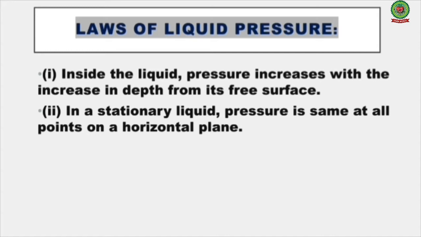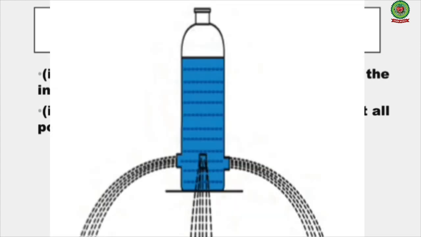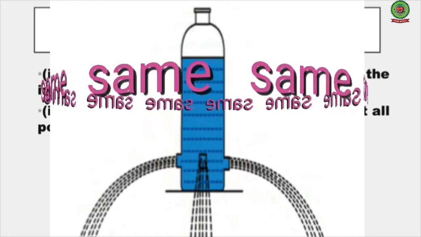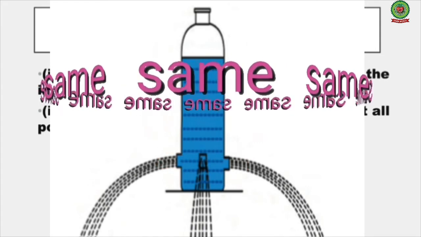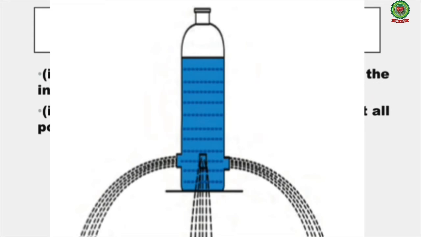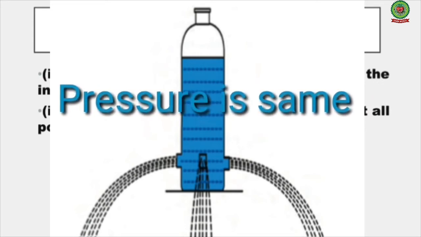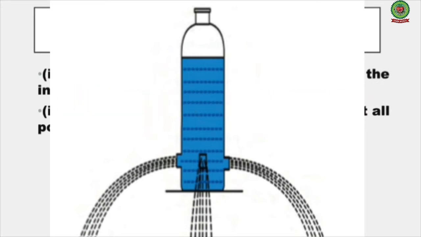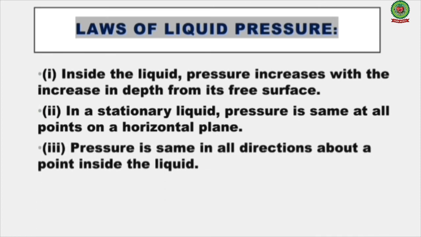Next law is: in a stationary liquid, pressure is the same at all points on a horizontal plane. Students, we make 3 holes at the same level. We find that the distances where the water spurts out are the same because pressure is the same in all directions about a point inside the liquid. So pressure is the same at all points in a horizontal plane.